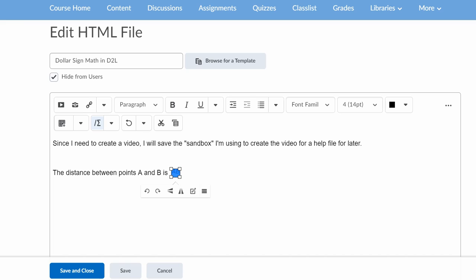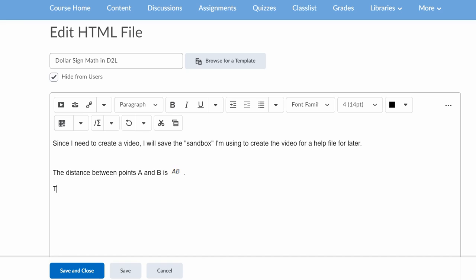You can see that it inserts it in line. It's a little above the line, but that'll be fine for right now. We can always center it below, a line of text. So that's how it works. That's the one we're going to use.